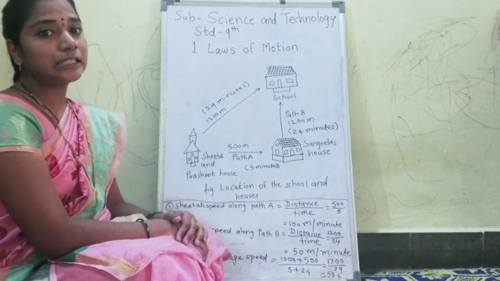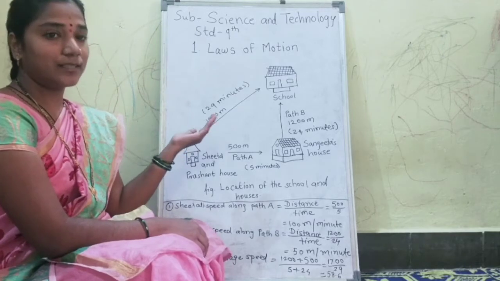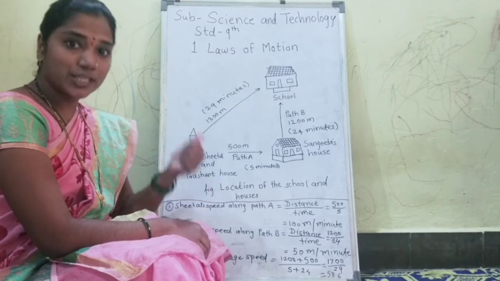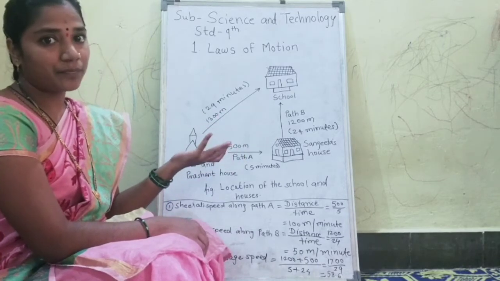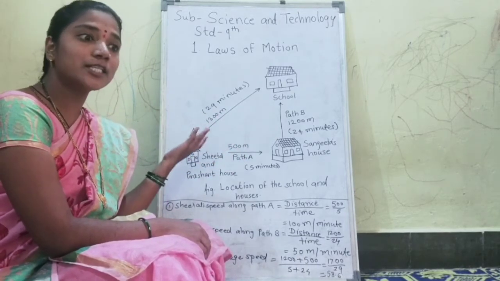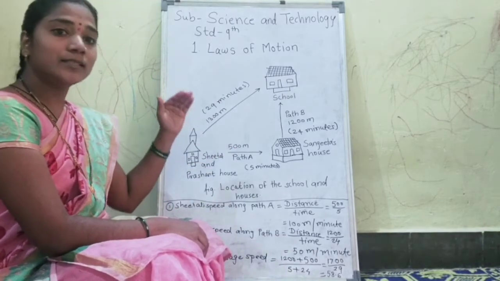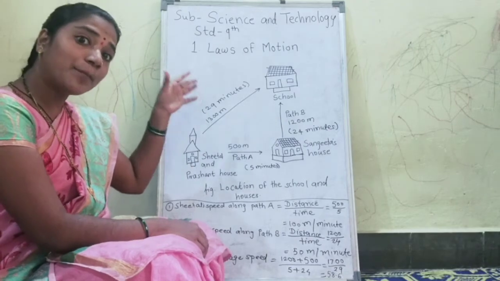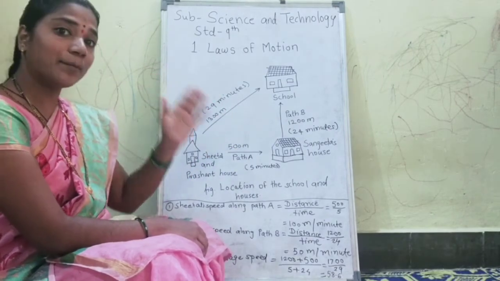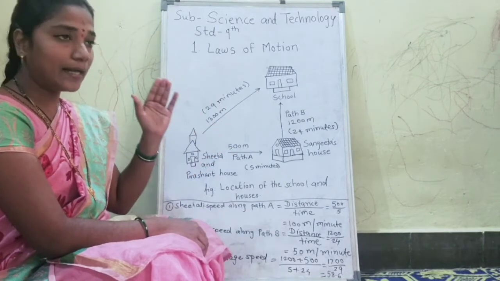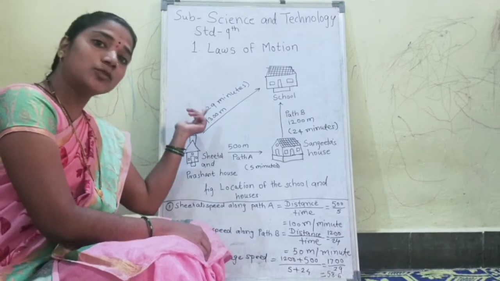Previously we learned the various types of terms related to motion, that is distance, displacement, speed, velocity, etc. We also learned about various examples related to motion. Today we will learn how these terms are applied to a certain example, and how we can calculate the speed and velocity related to motion.